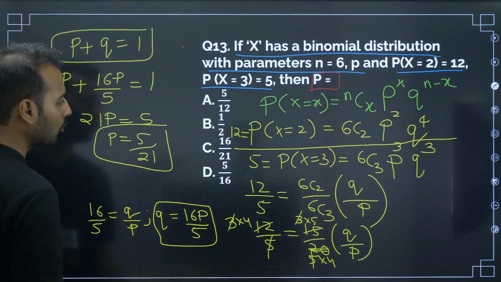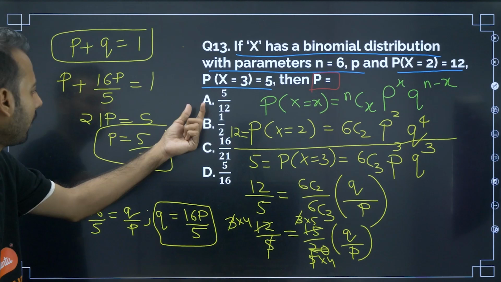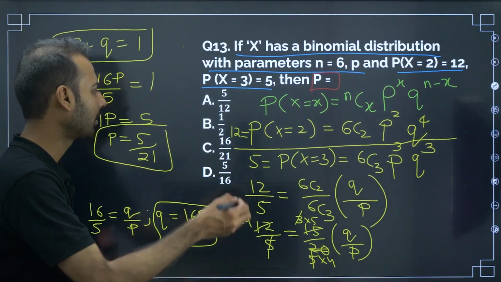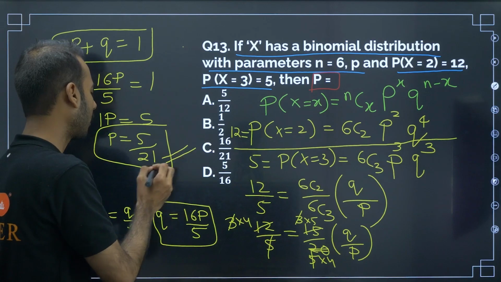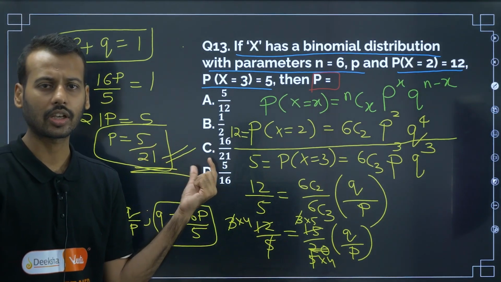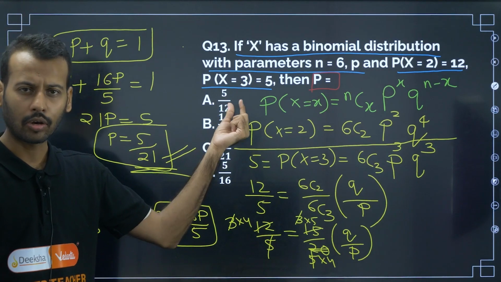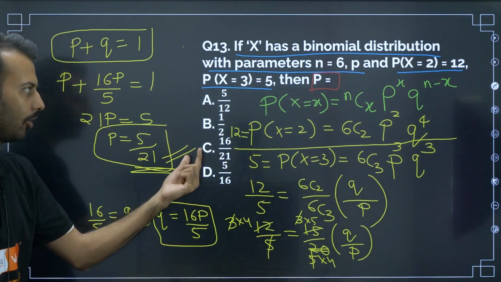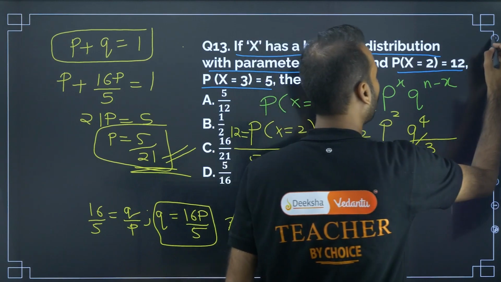Is there any such option? p is equal to 5 divided by 21. This option is not there, so you can consider this as grace marks. The correct answer for this is p equal to 5 by 21. In exam, if they have not given any options, you just take one option randomly. That will be considered as a grace question. Moving on to next question.